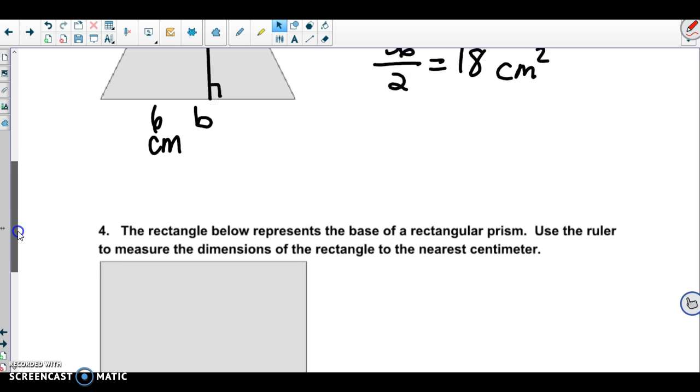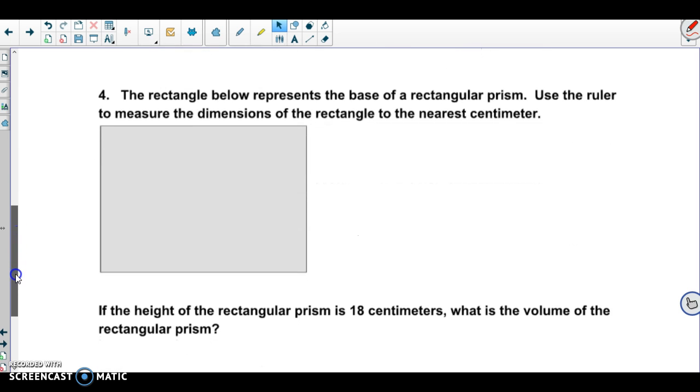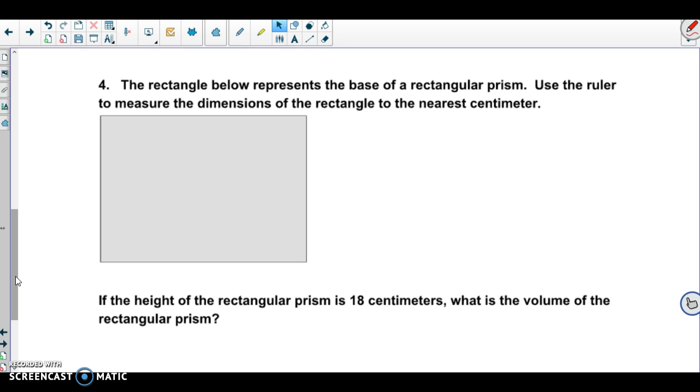If I go down to the next one, it says the rectangle below represents the base of a rectangular prism. That means it's 3-dimensional, but they're only showing us the bottom. Use a ruler to measure the dimensions to the nearest centimeter. Again, you can't see me use the ruler, and so if you're having trouble with that, you need to come in and ask some questions, because I can't show you that on this right here. But if I measure my base across the bottom, I end up with 6 centimeters. Okay, to the nearest centimeter, it's closest to 6. And then my height up the side here, closest to 5 centimeters.